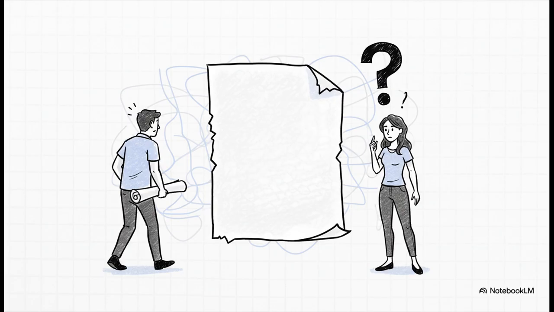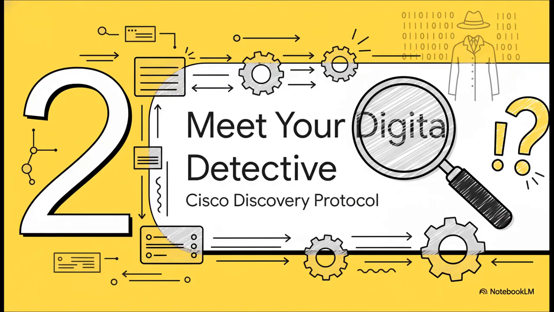How do you even begin to troubleshoot that? But Karen has a secret weapon, a kind of digital detective that's built right into every piece of Cisco equipment. It's called the Cisco Discovery Protocol, or CDP for short, and believe me, it is about to save the day.